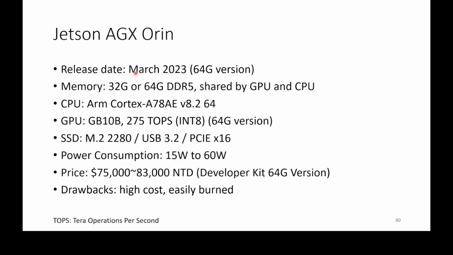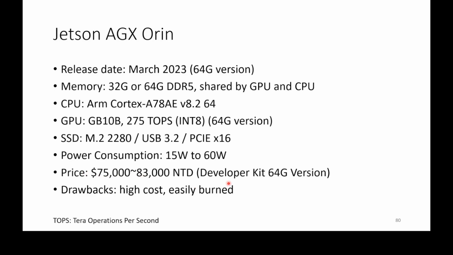So let's show some specs of this machine. It was released 3 years ago, and there are 2 editions, 32 gig and 64 gig. It has memory shared by the GPU and CPU. The CPU is an ARM Cortex with 8 cores, and the GPU performance is 275 TOPS. TOPS is tera operations per second. The power consumption is 15 to 60 watts, and the price is 75K to 83K per unit.